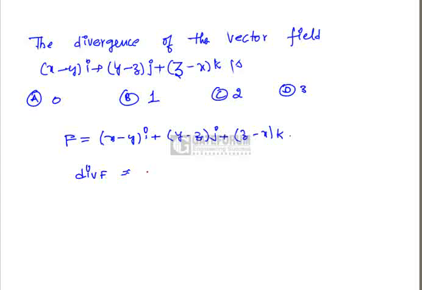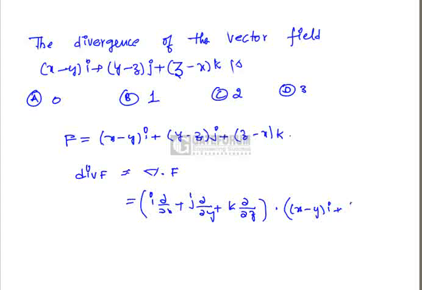So which is nothing but del dot F, which is i into dou by dou x plus j into dou by dou y plus k into dou by dou z, dot product with the given function, which is (x minus y) into i plus (y minus z) into j plus (z minus x) into k. If I find the dot product, it will be 1 plus 1 plus 1, that is 3. So the given option is D.